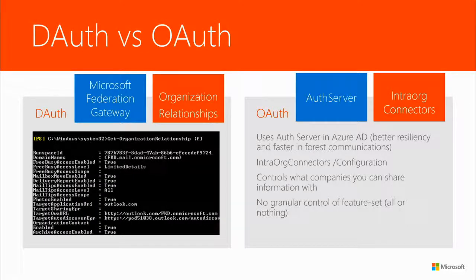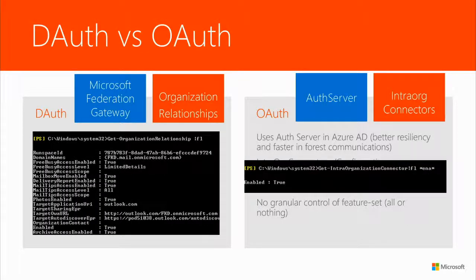Not exactly. If you compare the two, when you look at the settings, I limited what you see on the intra-organization connector side, but I wanted to show you the feature-by-feature settings here. If you do Get-OrganizationRelationship, you'll see there's FreeBusy settings, mail tip settings, OA settings, and so on. If you do Get-IntraOrganizationConnector, it's enabled or it's not. So we've taken all the options away from you. You're either going to be hybrid or you're not going to be hybrid, okay?